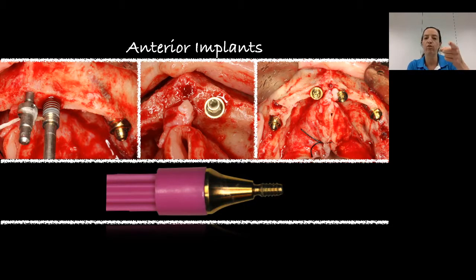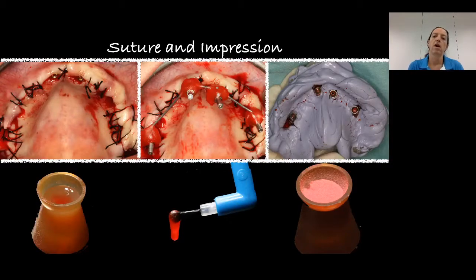What type of bone do I have here? I have soft, medium, hard: drill less, drill more, okay? In order to get a good primary stability. After having connected all the abutments, we go for the suture, single suture, and we go for the impression.